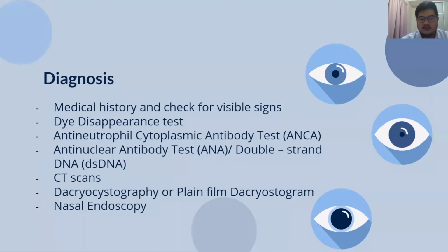Good morning, doctor. My name is Joseph Mesiwe, and I'll be describing the diagnosis of dacryocystitis. So the first thing would be medical history and checking for visible signs. The next test would be the dye disappearance test, where the dye will disappear after a few minutes in the normal eye and will last longer if there is a blockage in the eye.